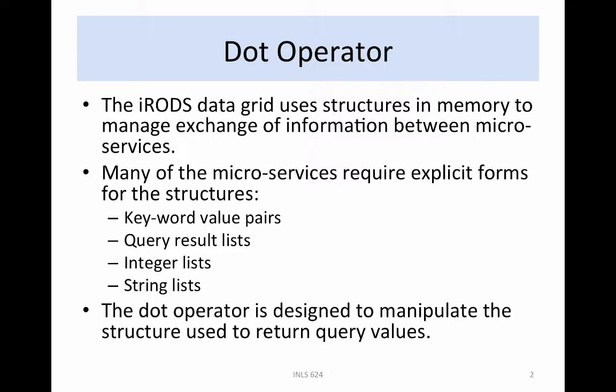The types of structures that are used in iRODS include keyword value pairs, used to specify sets of parameters; query result list, used to return results from the ICAT catalog; integer lists, status return information; string lists, status messages.